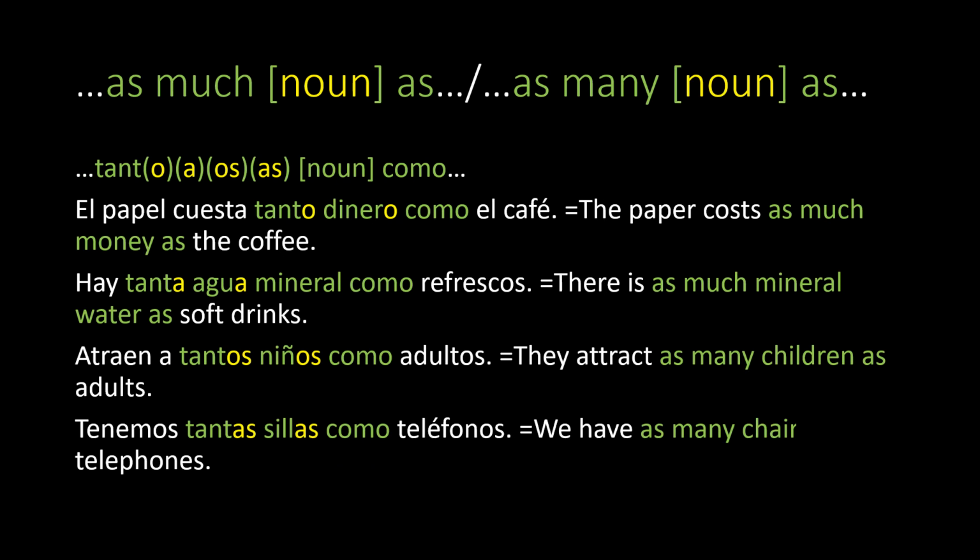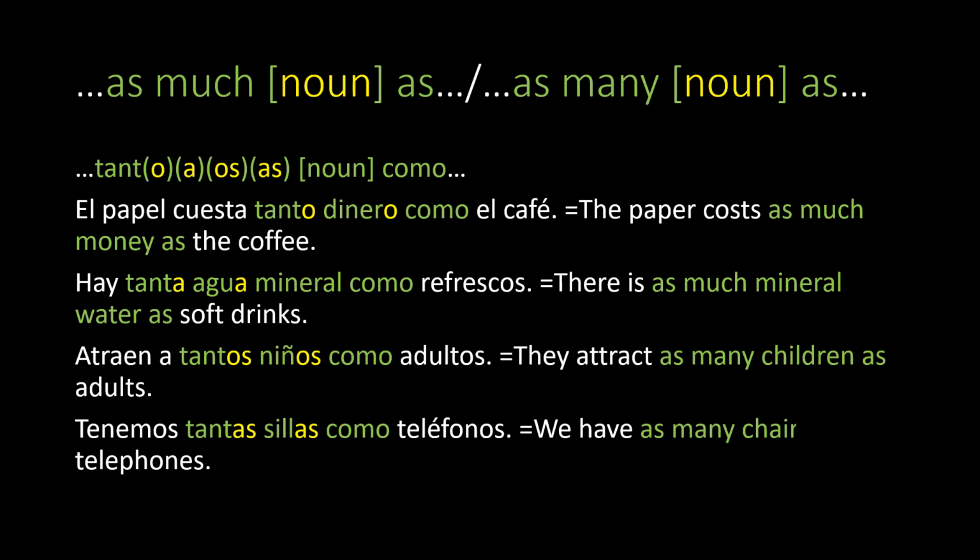If you're comparing the amounts of nouns and saying that they're equal in amount, in English you would say as much as or as many as. In Spanish, the equivalent would be something like this, tanto como. Unless the noun that you're comparing is feminine and singular, then it would be tanta como. If it were masculine plural or mixed gender, you would say tantos como. And if it were feminine plural, you would say tantas como.